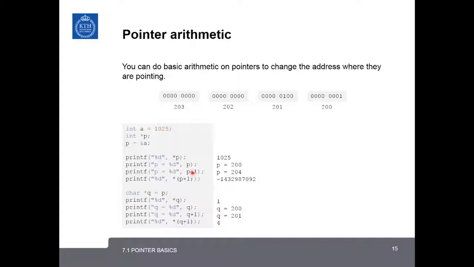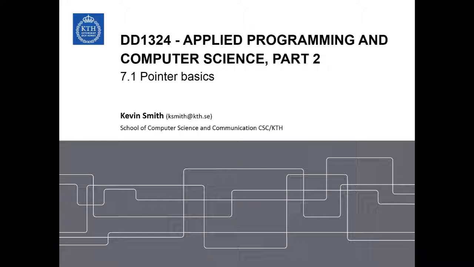And we can also do the same trick that we did before. This time we can increment the pointer by 1, and in this case, instead of moving to 204, it moves to 201 because char data types use only 1 byte. So now when we do another printf with %d and we dereference the pointer at q plus 1, we get the char readout for this byte here, which you can see is 100, which is 4. This concludes our lesson on pointer basics.